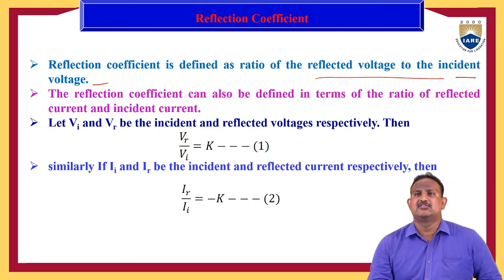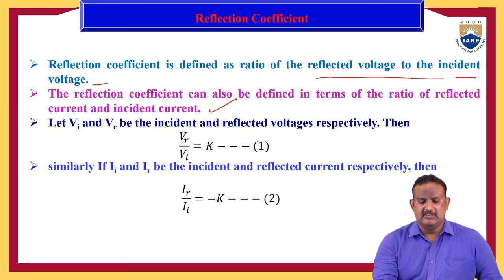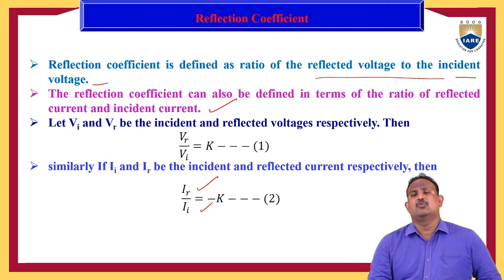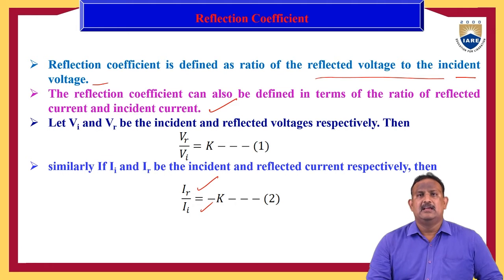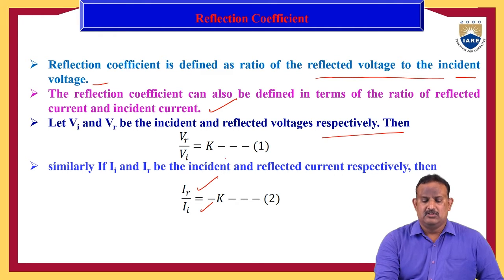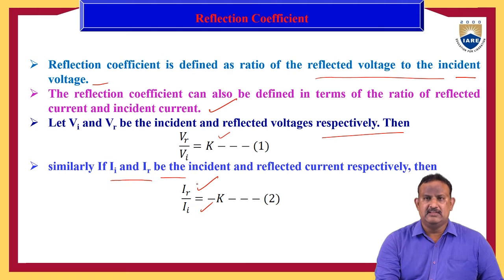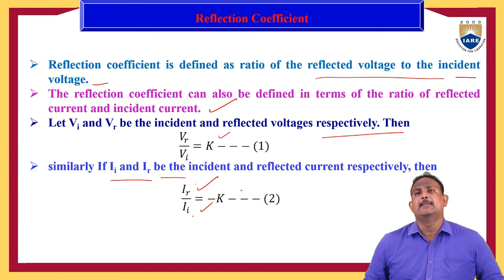The reflection coefficient can also be defined in terms of the ratio of reflected current to the incident current, that is IR by II. It is denoted as K. Let VI and VR be the incident and reflected voltages respectively. Then the reflection coefficient K is equal to VR by VI. Similarly, let II and IR be the incident and reflected currents respectively. Then IR by II is equal to minus K. So in terms of voltage it is K, and in terms of current it is minus K.